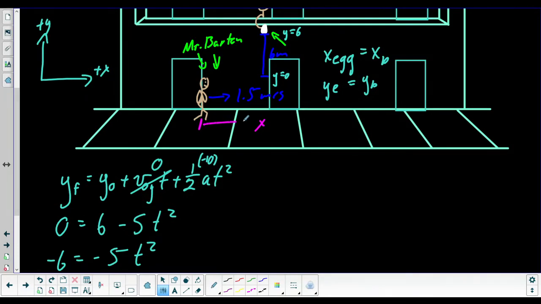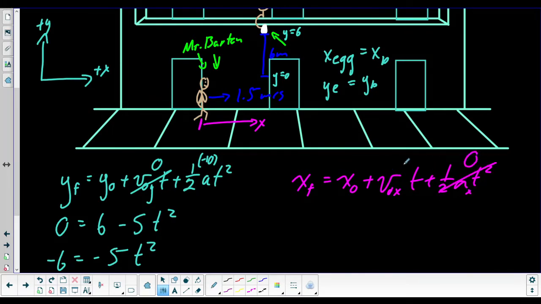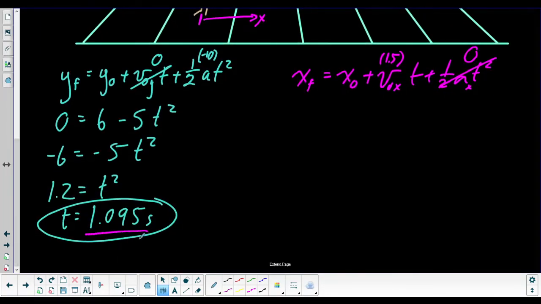So let's figure out what this distance is right here. How far away from the bully should I be before they drop the egg? So let's look at the x direction for me. X final equals x initial plus velocity initial in the x direction times time plus 1/2 at squared. All right, acceleration, I walk at a constant velocity, so that's 0. My velocity is 1.5. And time is going to be this time that we just calculated.